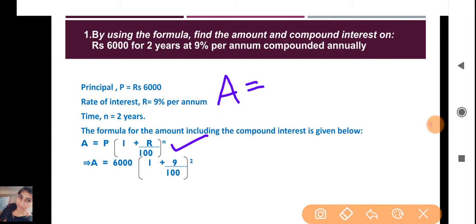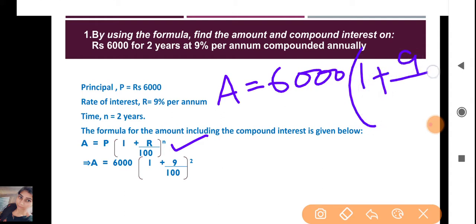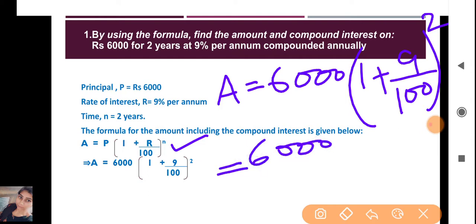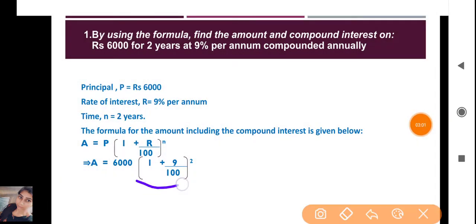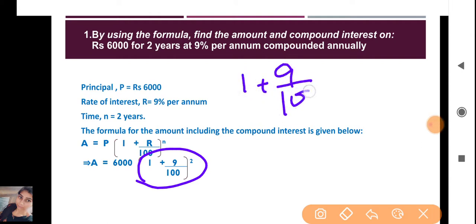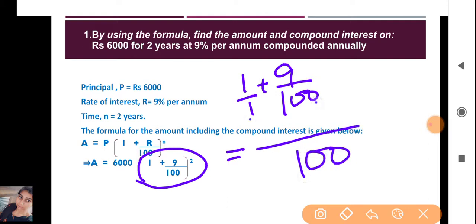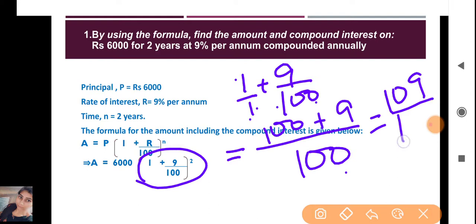A equals P, and P is 6,000, times (1 plus 9 by 100) raised to n, which is 2. Now let us solve this part first, and then I'll go further. This 1 plus 9 by 100 can be written with an LCM. The LCM of 1 and 100 will be 100. So 100 multiplied by 1 is 100, plus 9, and we are getting 109 by 100.